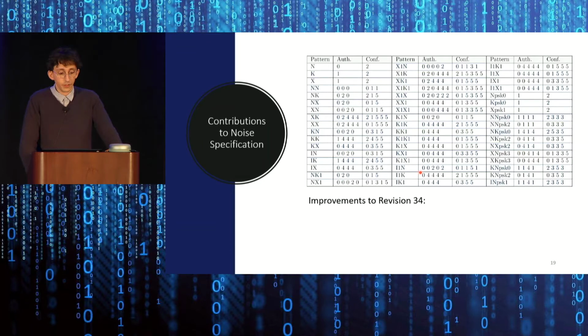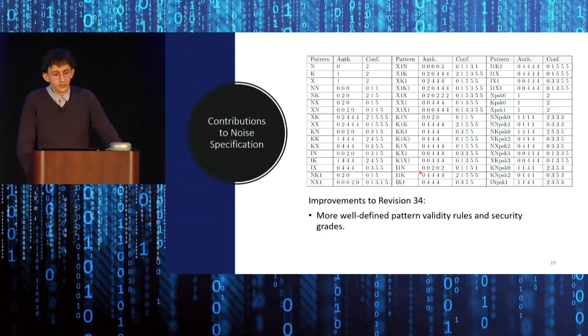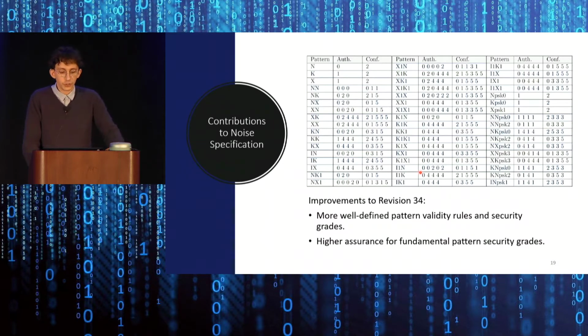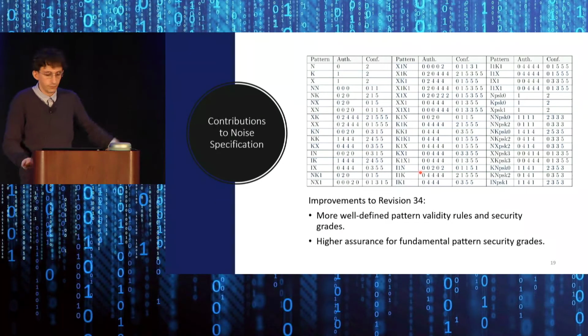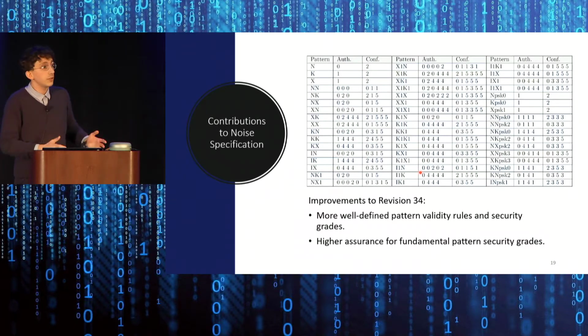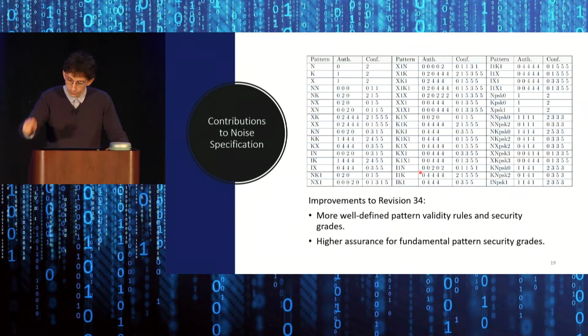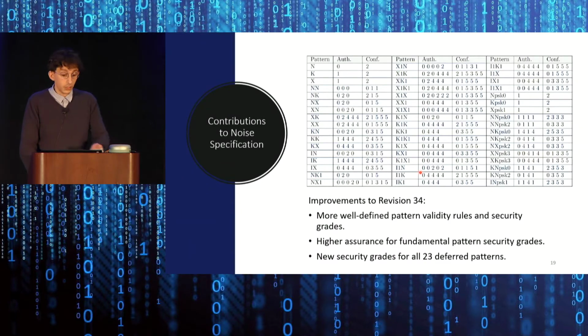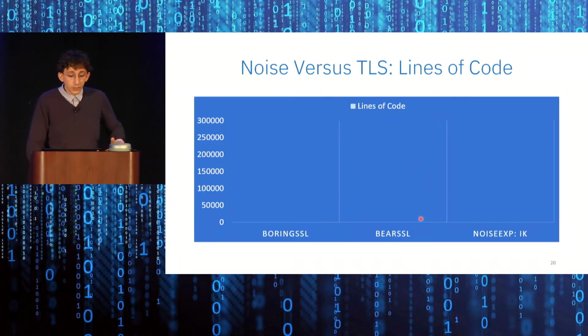We also contributed some improvements to revision 34, which is currently the latest revision of the Noise Protocol Framework. We now have more well-defined pattern validity rules to help avoid misunderstandings. We also, of course, have higher assurance for fundamental pattern security grades, since all of these grades being assigned are now related to actual formal verification, not just Trevor and his team manually determining the correct grade for every one of them. And we added security grades for 23 deferred patterns. But I want to talk about something else that's very interesting.